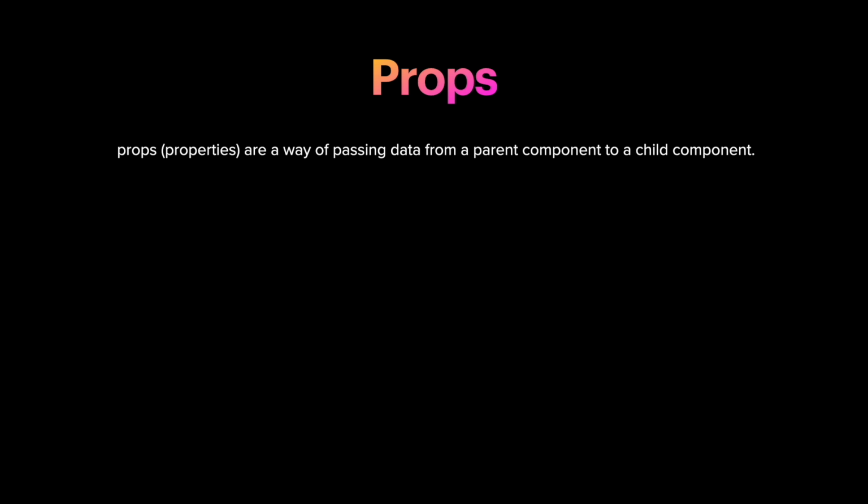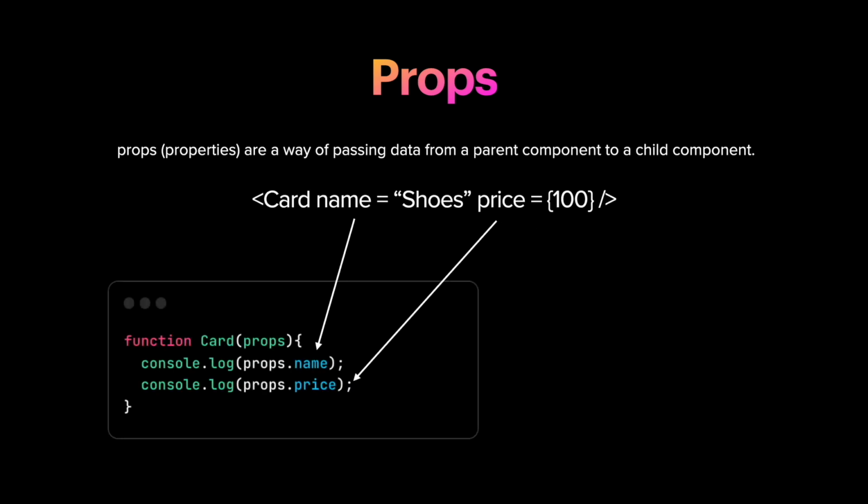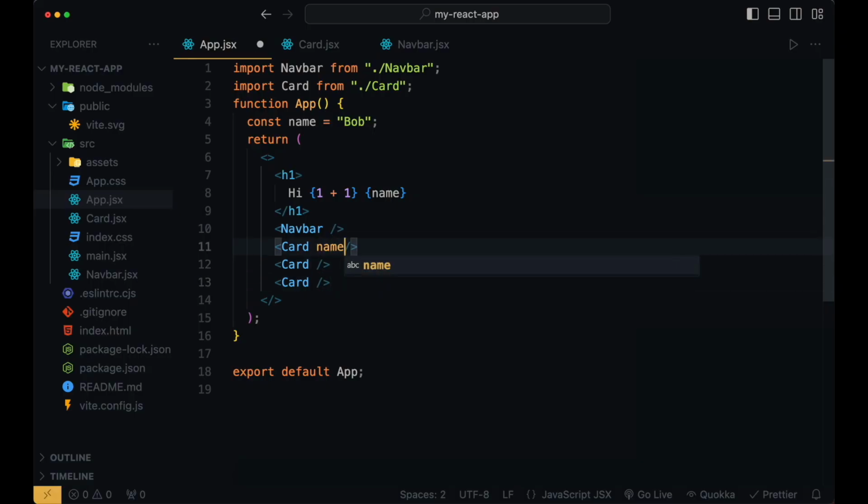Props, short for properties, are a way of passing data from a parent component to a child component. With props, we can pass the values like this to the child component. Inside child component, these props can be accessed using the props object. In the Card component, the name and price props are accessed using props.name and props.price respectively. Let's modify the code. In the App component, I'll add all the 3 product names and prices.